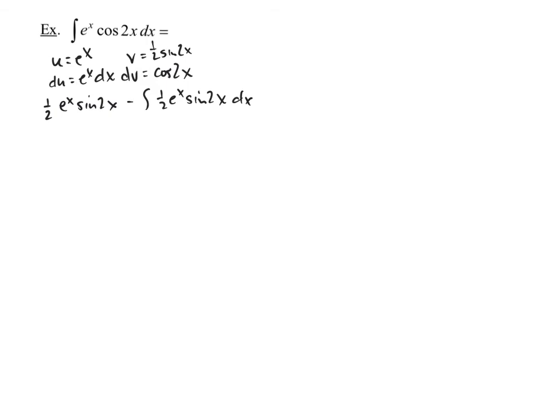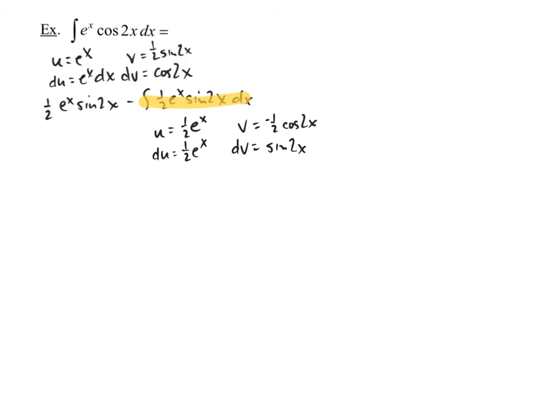Okay, so now my focus is going to be on this integral, and I notice that again it is the product of an exponential and a trig, and so I'm going to need to use integration by parts once again. So I'm going to allow u to be my exponential part, 1/2 e to the x, and my dv to be my sine of 2x. That means that my du is the derivative of 1/2 e to the x, which is just itself, and my v is going to be the antiderivative of sine 2x, which will be negative 1/2 cosine of 2x.